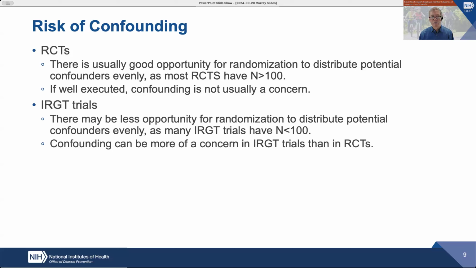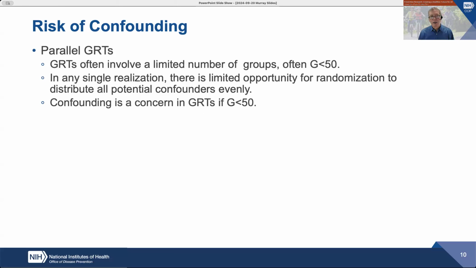In the individually randomized group treatment trial, there may be less opportunity for randomization to work because these are often smaller studies. If they're just as large, not a concern, but if they're smaller, confounding could be more of a concern. In the parallel group randomized trial, confounding is the rule, not the exception.